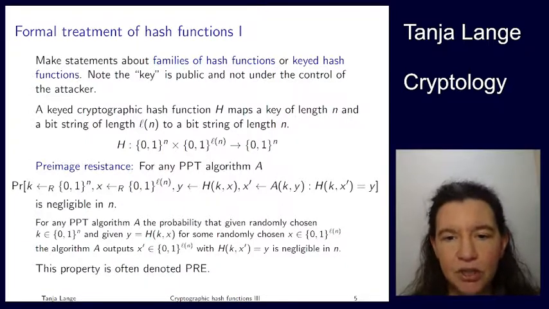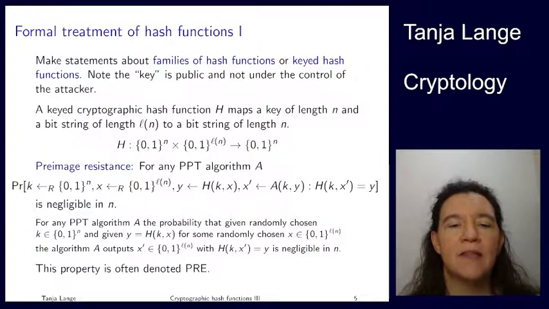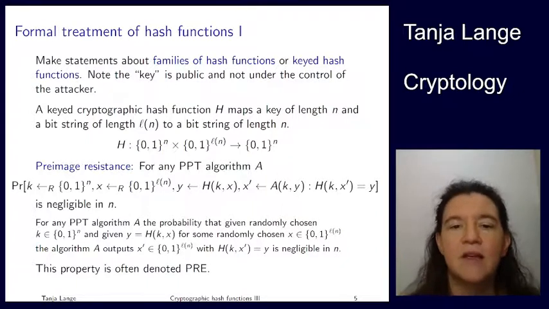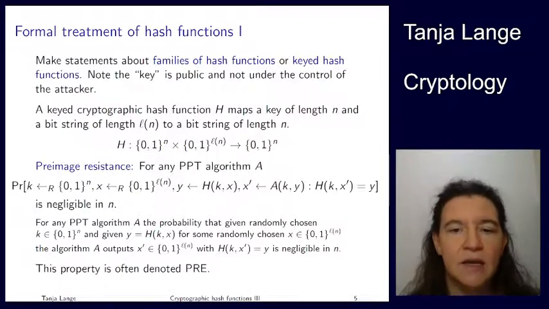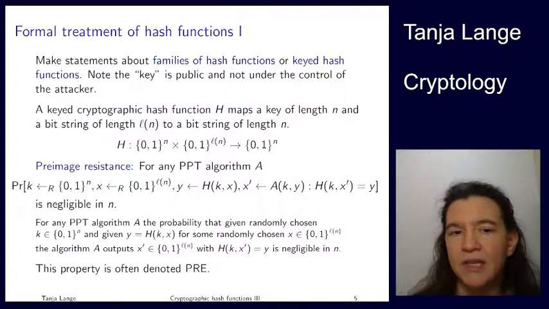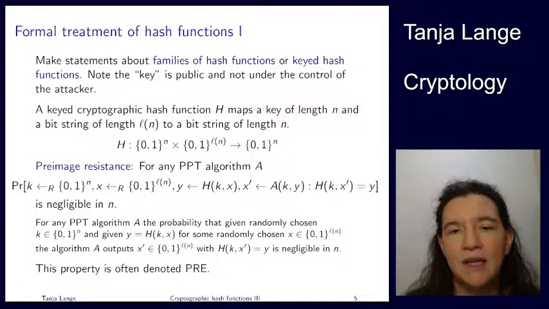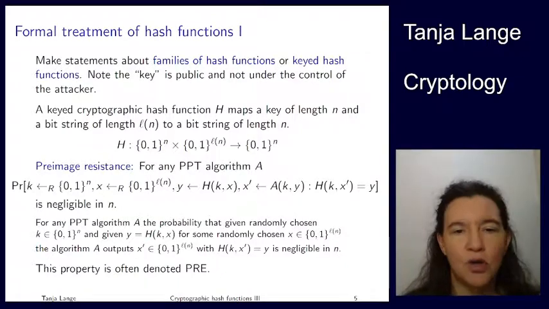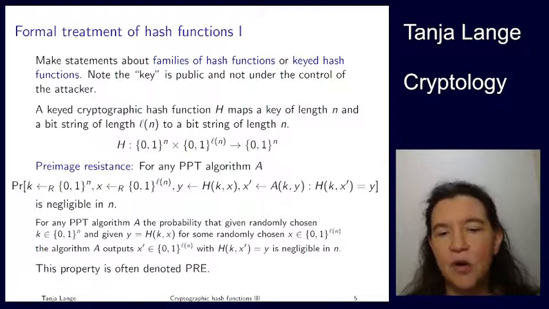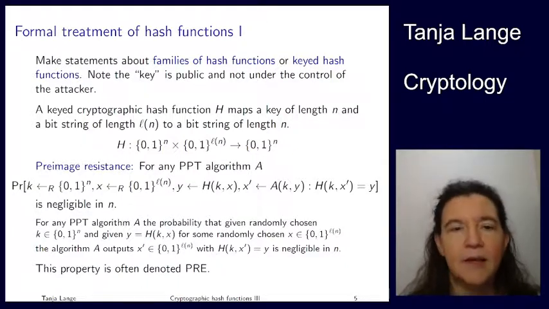So the algorithm A, given randomly chosen key K, and given Y, which is the hash of K, X, for some randomly chosen X in the message space, and then the probability that the algorithm outputs X prime in the valid message space mapping to the right value so that H of K, X prime is Y, that is negligible. And when you say negligible, you always have to see in what parameter. So it's negligible in the output length and the key length. So this is negligible in n. So this property, preimage resistance, if you need to talk about abbreviations and so on, is normally denoted PRE, so pre.